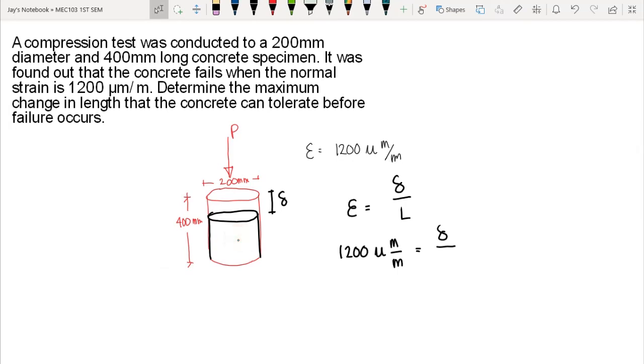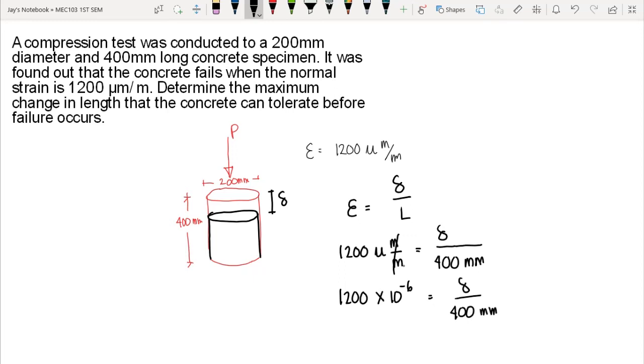Now take note, since this is in meter per meter and our length is in millimeter, we might not need to convert this one since it can be cancelled out, diba? Since meter over meter can be cancelled out, we need not convert 400 here into meter. Okay, so let's stay with millimeter. So we have 1,200 micro epsilon, we have 1,200, now micro is times 10 raised to negative 6, is equal to the deformation over the original length, 400 millimeters.